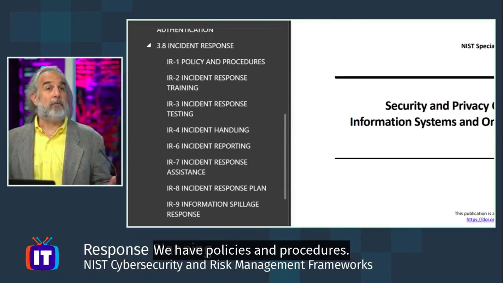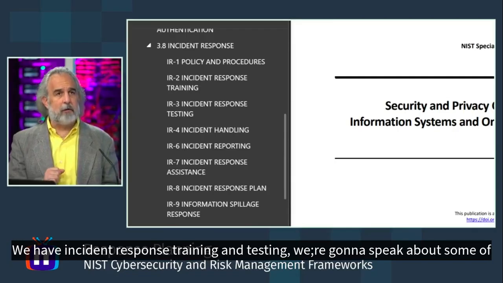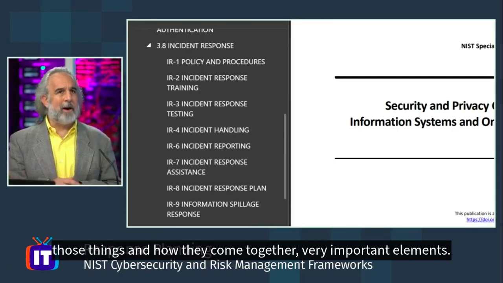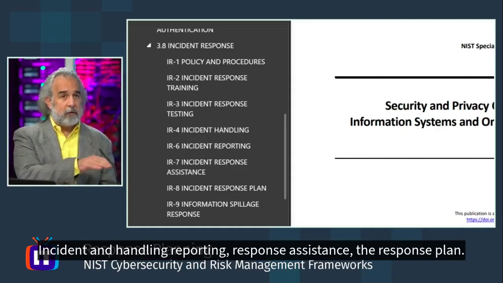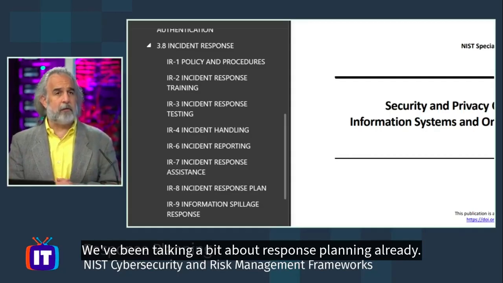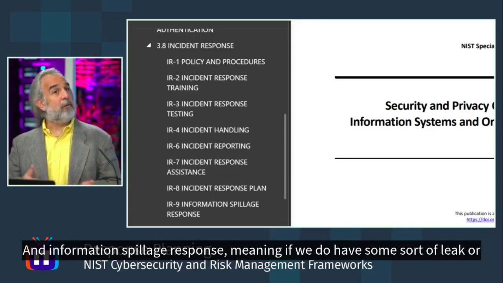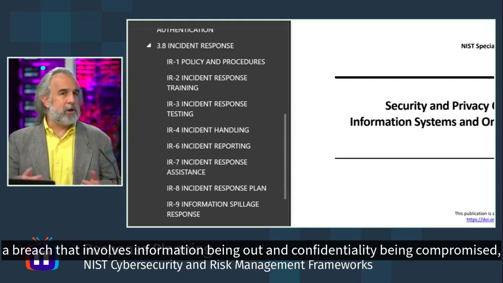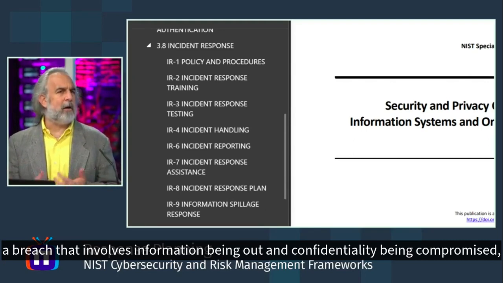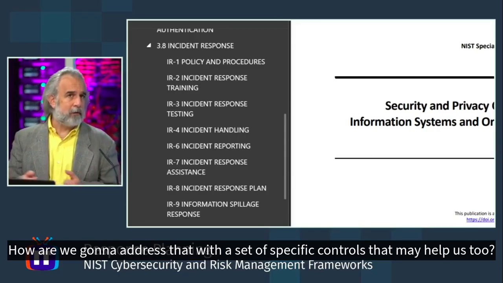We have policy and procedures. We have incident response training and testing. We're going to speak about some of those things and how they come together. Very important elements. Incident handling, reporting, response assistance, the response plan. We've been talking a bit about response planning already. And information spillage response, meaning if we do have some sort of leak or a breach that involves information being out and confidentiality being compromised, let's say, how are we going to address that with a set of specific controls that may help us too?